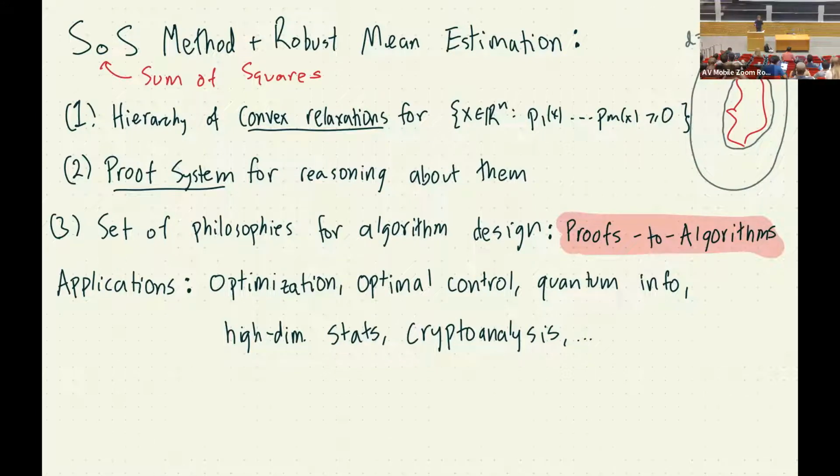So this lecture is not really supposed to be all about a high-level overview of SOS, so I'm only going to just breeze through the extensive applications that it's had, but over the last 10 or 15 years, we've seen applications in continuous optimization, combinatorial optimization, optimal control theory, quantum information, high-dimensional statistics, which is what I'm talking about today, cryptanalysis, and a lot more. So this is a very powerful algorithm design tool.